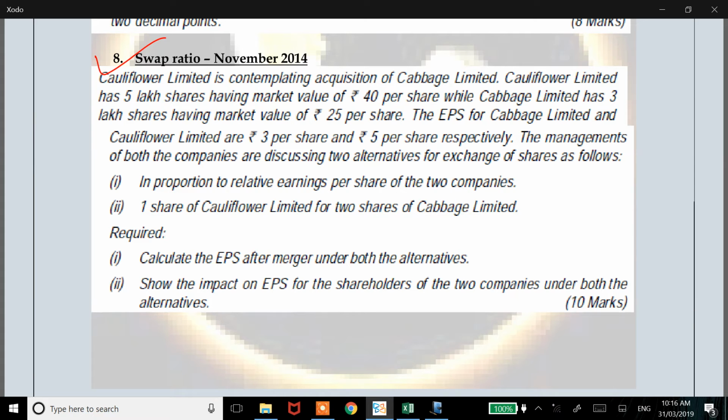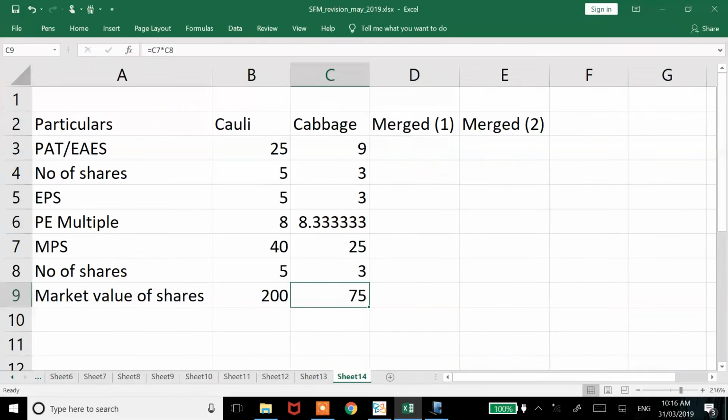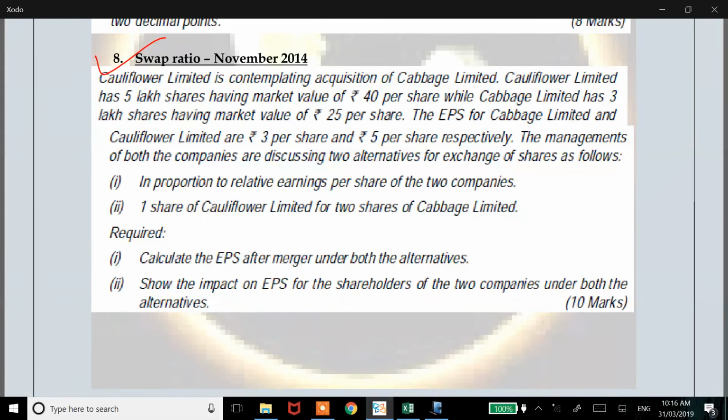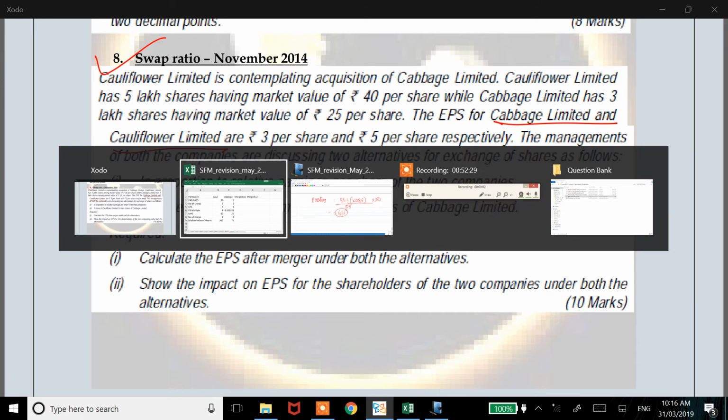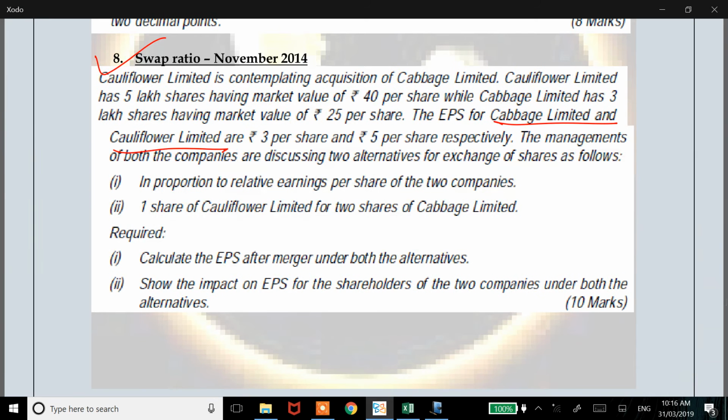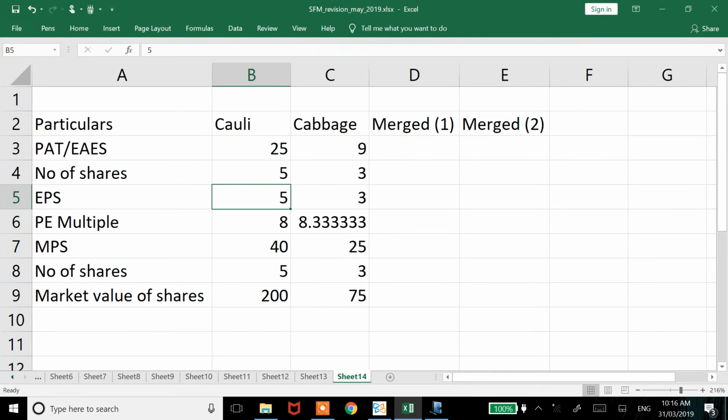Read it, read it. EPS for Cabbage and Cauliflower. Cabbage is 3 and Cauliflower is 5. They have changed the company names at this stage. They were earlier giving Cauliflower and Cabbage. At that stage, they have changed the company names to Cabbage and Cauliflower. So you'll have to be careful about these aspects. It is not what is given in the question. It has to be swapped at that stage: 5 and 3.